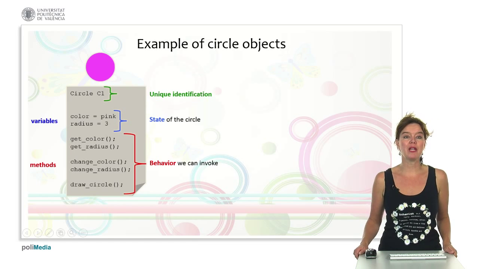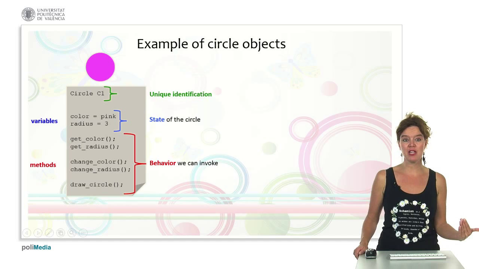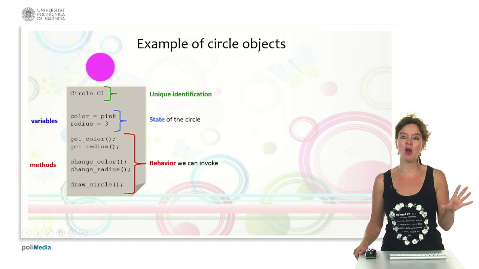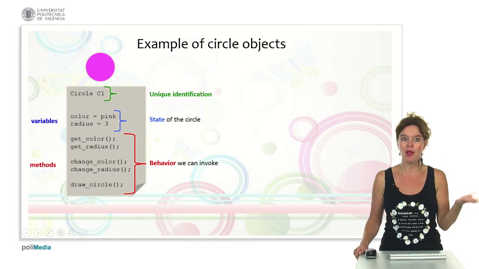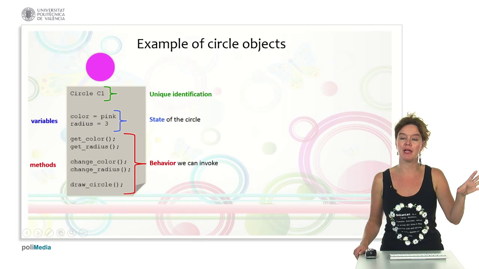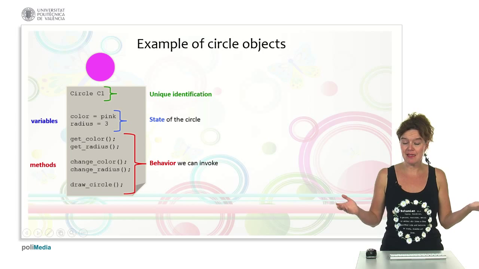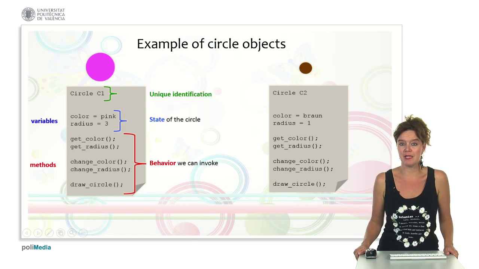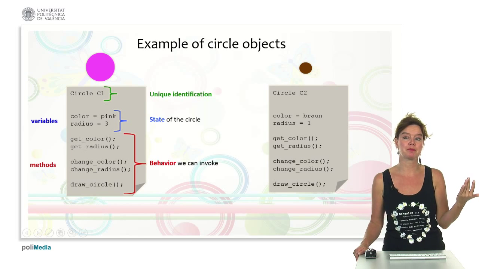For example, here we see we can get its color, we can get the radius, or we can change its color, or we can change the radius, and we can draw the circle. So we see 5 methods that allow us to call some behavior of the circle that is in state color pink and radius 3. And like this one, we can make any type of circle. We can make a brown circle with radius 1, we see an example here. It has the same methods and we can call the same behavior.